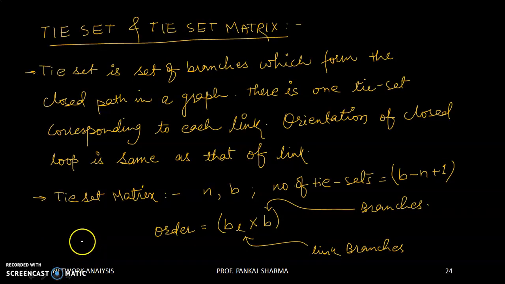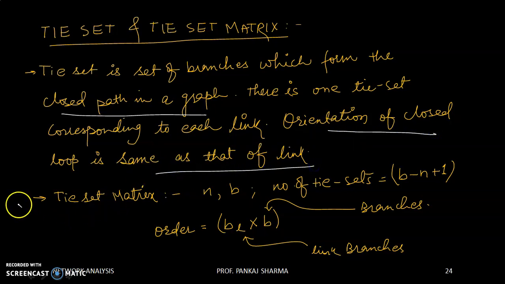Tieset and tieset matrix. A tieset is a set of branches which form a closed path in a graph. There is one tieset corresponding to each link. The orientation of the closed loop is the same as that of the link. The tieset matrix is given for a graph whose number of nodes is n and number of branches is b, and the number of tiesets is given by b minus n plus 1. Kindly note this: b minus n plus 1, and the order is bl cross b, where bl is your link branches and b is your branches.